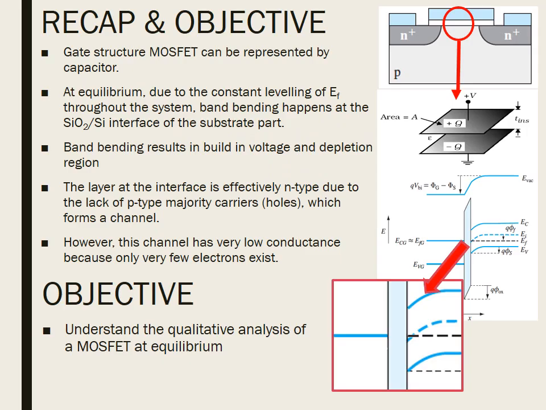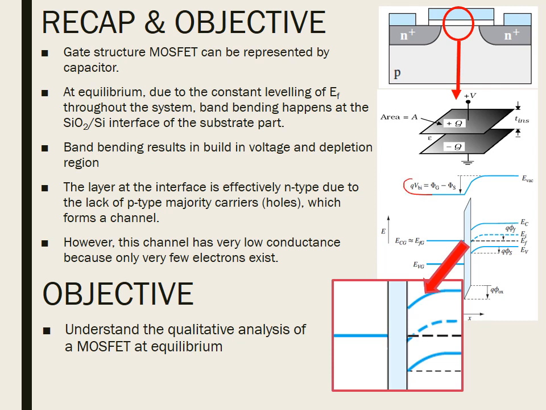The gate structure of a MOSFET can be represented by a capacitor. At equilibrium, due to the constant leveling of the Fermi level throughout the system, band bending happens at the silicon dioxide and silicon interface of the substrate part. This band bending creates a built-in voltage and depletion region.